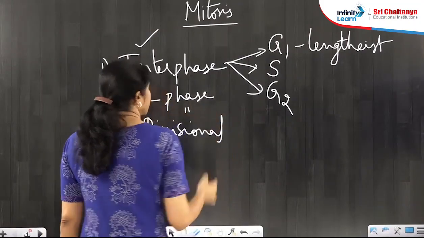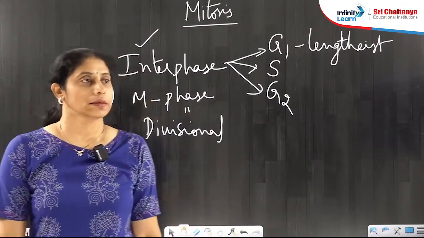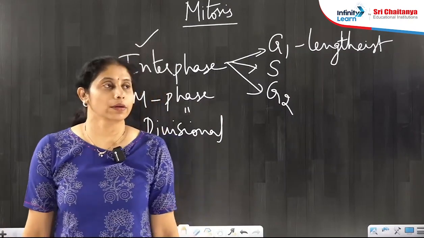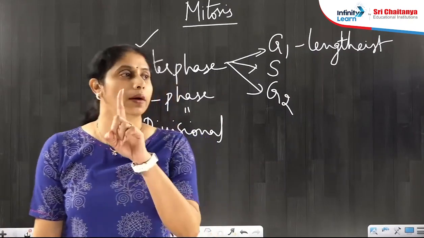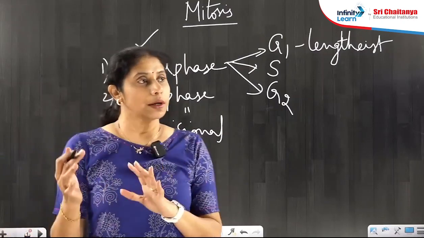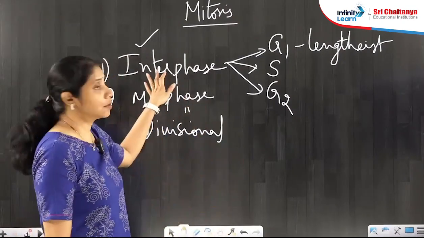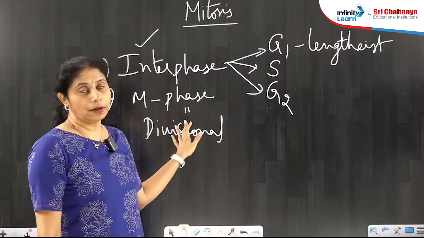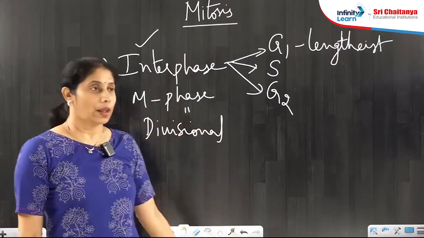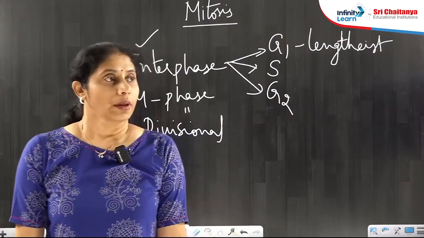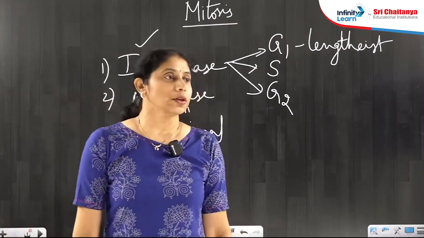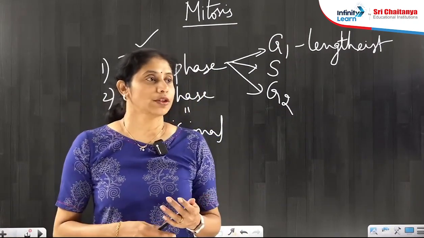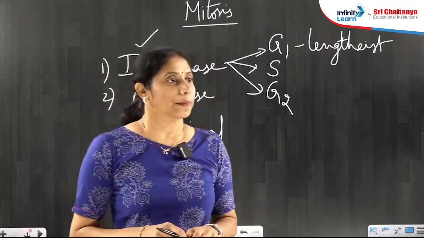M phase is called as divisional phase. 1 hour. Very good, very good. Cell division proper lasts for 1 hour. 23 hours is there for interphase and 1 hour is there for the M phase. Very good. How much time is required for the yeast to complete the cell cycle? 90 minutes.